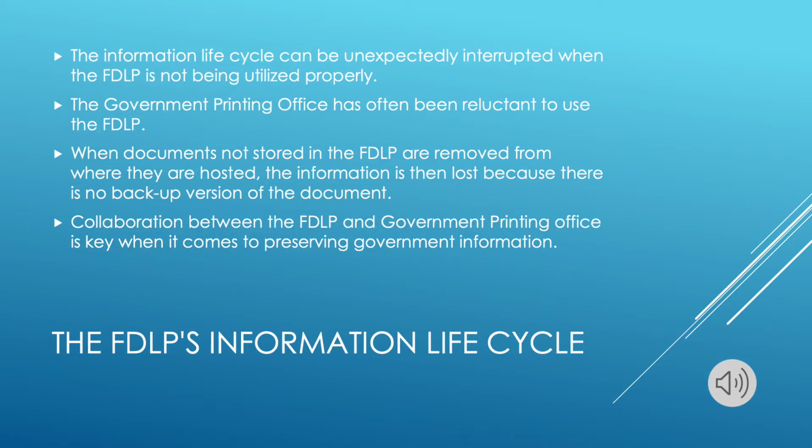The information life cycle can be interrupted at times when a document is unexpectedly lost. The Government Printing Office in the past has been reluctant to use depository libraries to store information. When the information is removed from government websites, rather than having a backup version stored in a federal deposit library, the document and its information are completely lost.